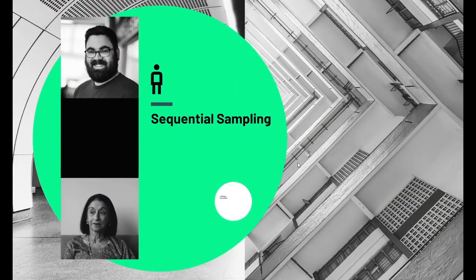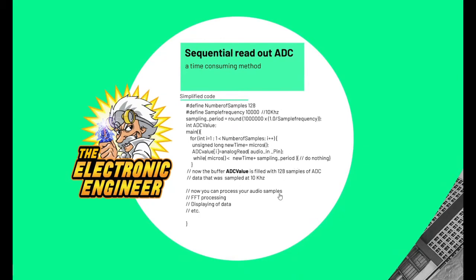The first way of sampling is the easiest way, and it's easiest to try. It's a sequential sampling, and basically what you do is, in a loop in your main, there's a for loop in which you take a number of samples, in this case 128. I take 128 samples, put them in a buffer, and then I process the data from the buffer. However, there's a little catch.